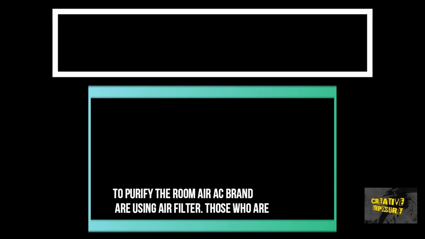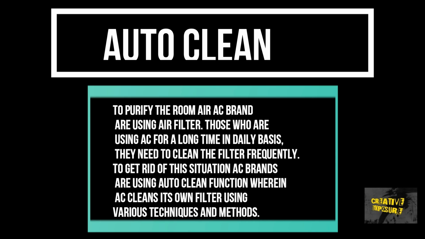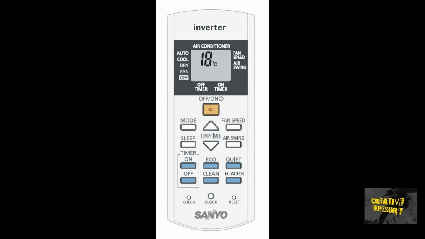Auto clean option. Air conditioners have an air purifier filter, and those who run the air conditioner for most of the time and for a long time need to clean the filter very frequently. To overcome this problem, AC brands are using auto clean features. By using this feature, the air conditioner itself is able to clean the air filter. So these are the important features you need to know before buying any air conditioner.